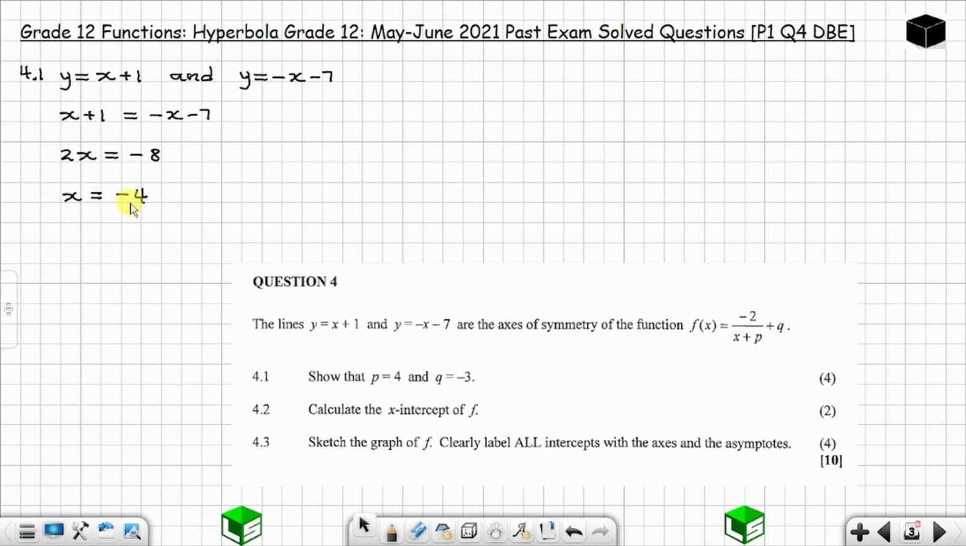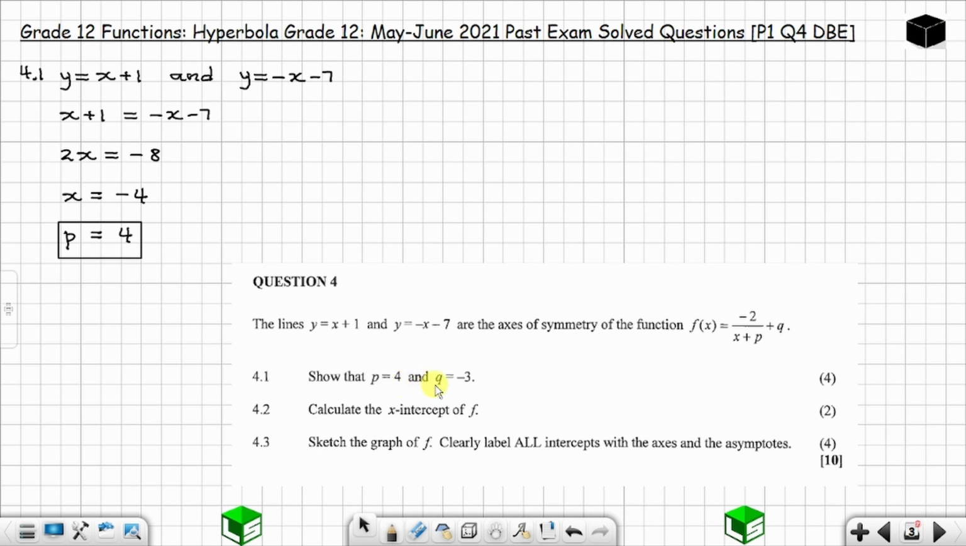This is your x. And now from here you know that p is equal to the same value but positive 4. Remember that you have the same value but different signs. If x is positive, p is going to be negative. If x is negative, p is going to be positive. So this is your p. You can see you have proved that p is equal to 4.